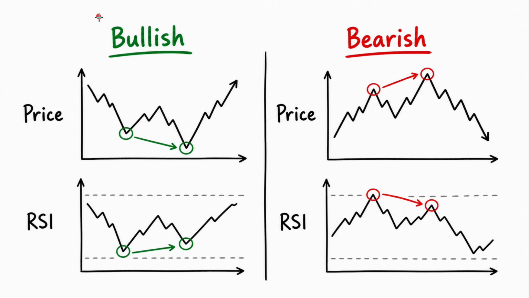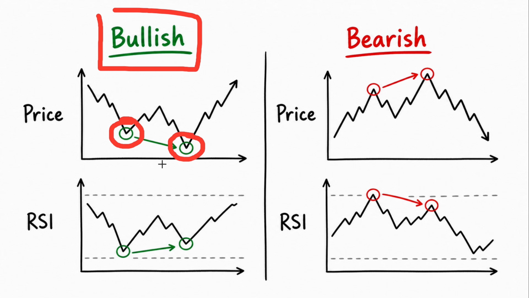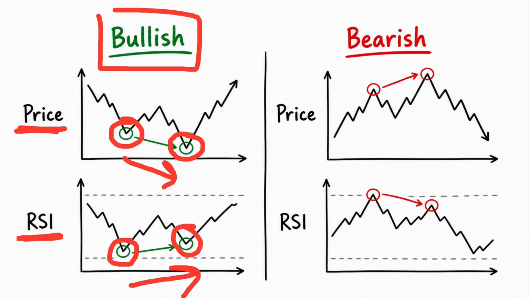First of all, let's focus on the bullish divergence. So I want you guys to focus on this image right here. The bullish divergence is when we have the price printing one low. So you can see we have a low right here, and then we need the price to print a lower low. While at the same time, we want the RSI to print one low and then a higher low. So we want to see lower lows on the price and higher lows on the indicator.